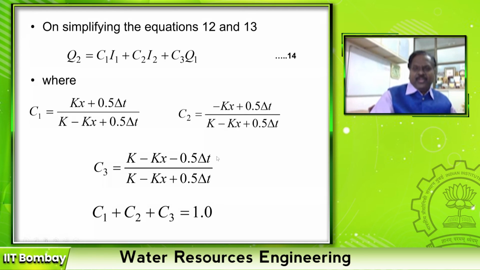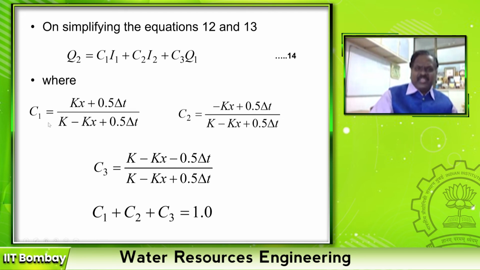I will upload the PowerPoint to the Moodle today. The beauty of this coefficient is this: the algebraic sum of all these three coefficients must be equal to 1. Then we can say that the estimated coefficients are correct. If it is not equal to 1, then the estimation is wrong. So you have to re-estimate.